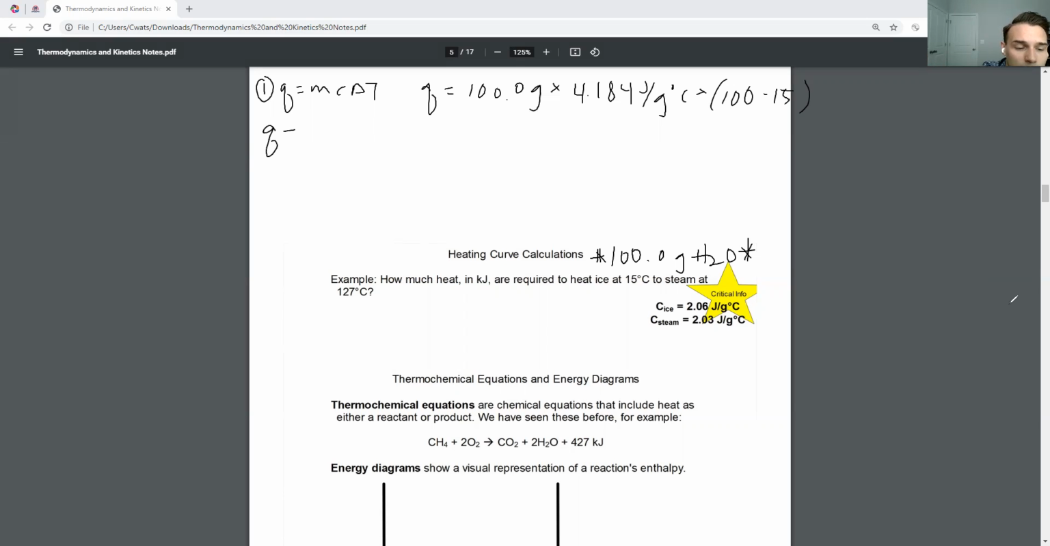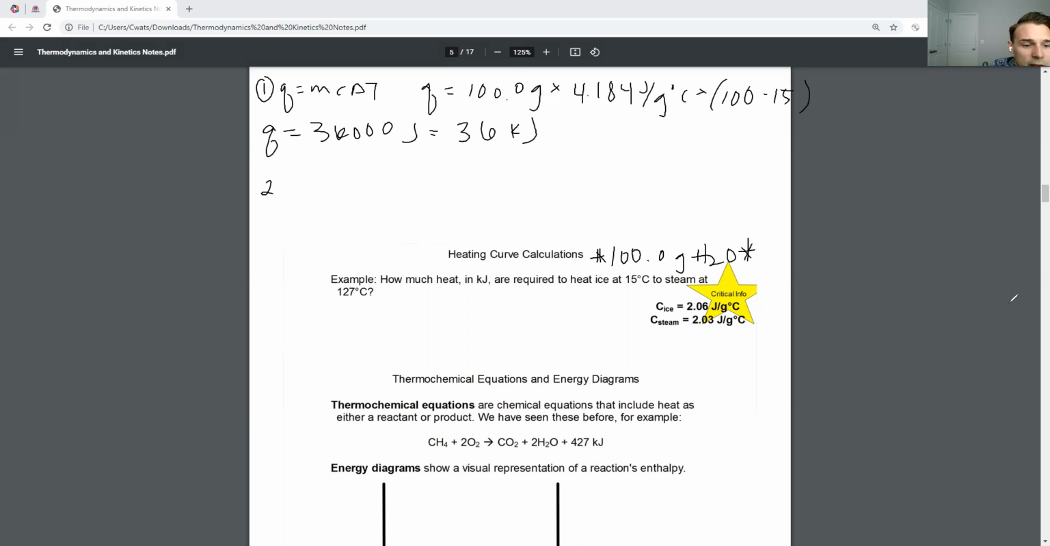And that Q will give me, with the correct number of sig figs, 36,000 joules, which I'm just going to convert into kilojoules. That's going to be more useful to us.